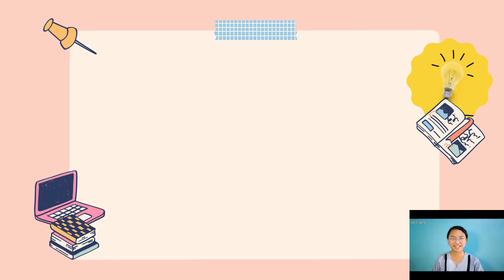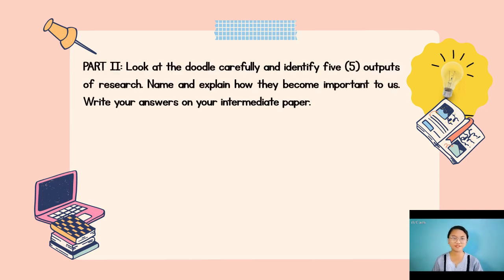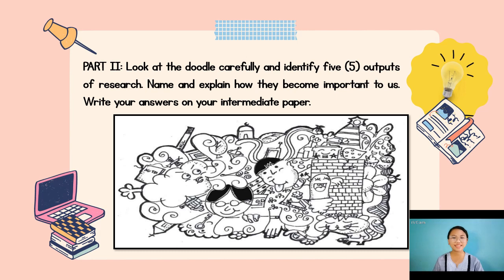The second part. For this part, you are going to look at the doodle carefully and identify 5 outputs of research. You're going to name and explain briefly how they become important to us. So I'm going to give you time to examine the doodle. Okay? Right now, I'm giving you time to reflect on the doodle. Are you done?